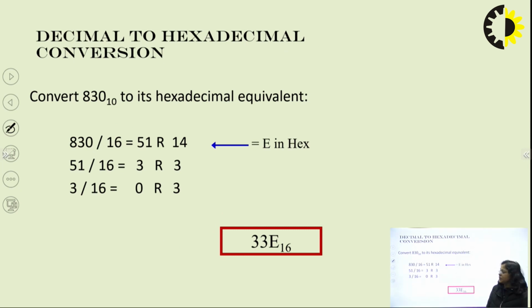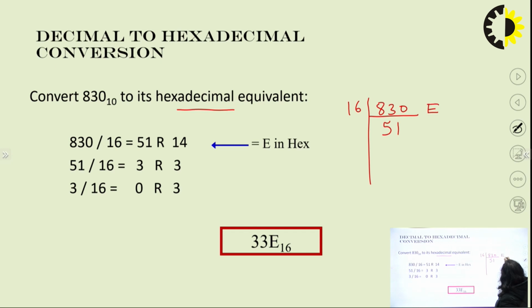Another number, that is 830, to hexadecimal. So 830 divided by 16, that is 16 5s are 80, 16 1s are 16, remainder is 14, and 14 is called E. Again 16 3s are 48 and the remainder is 3. So the answer is 3 3 E.